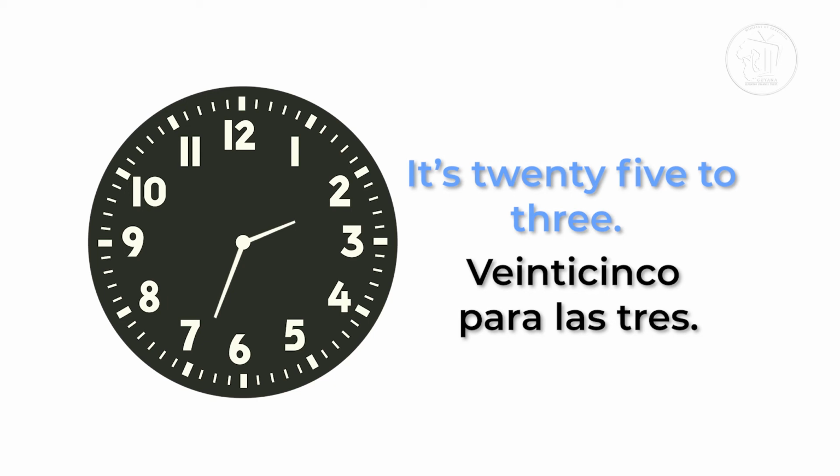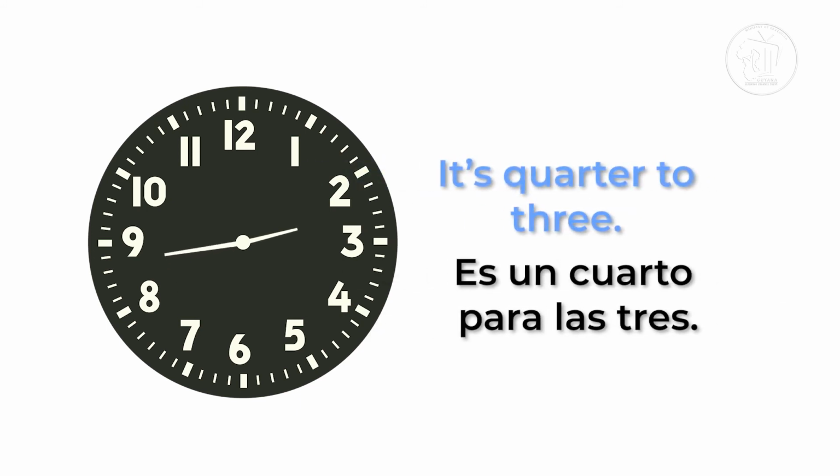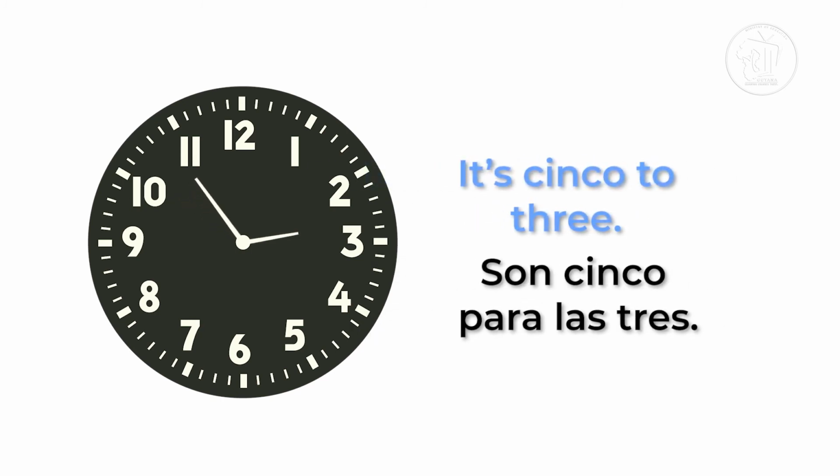Because remember, we are in the 2 o'clock hour. So if it's 25 minutes to, it would be to the next hour, which is 3. So we say son 25 para las 3. Son 20 para las 3. Es un cuarto para las 3. Son 10 para las 3. Son 5 para las 3.